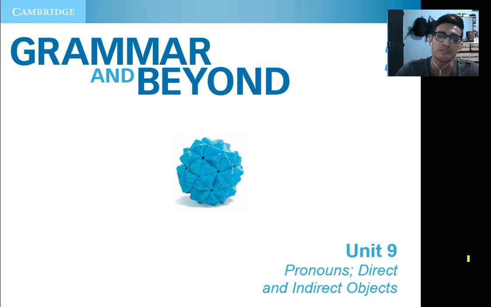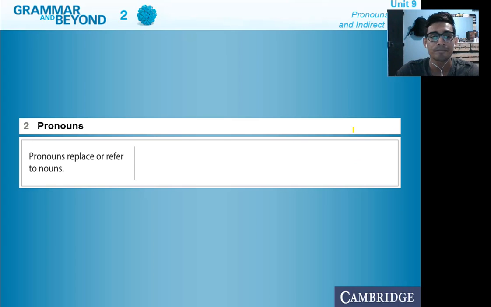We're going to move to Unit 9, and in this case we're going to study pronouns, direct and indirect objects, okay? So let's start. First, let's go over a revision, okay?